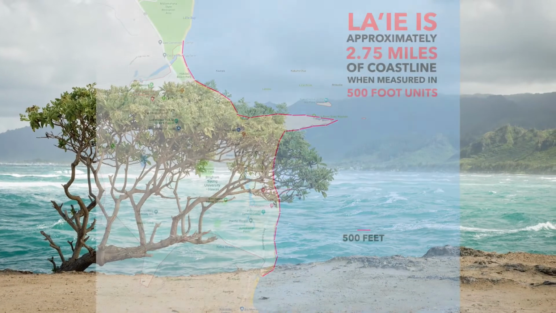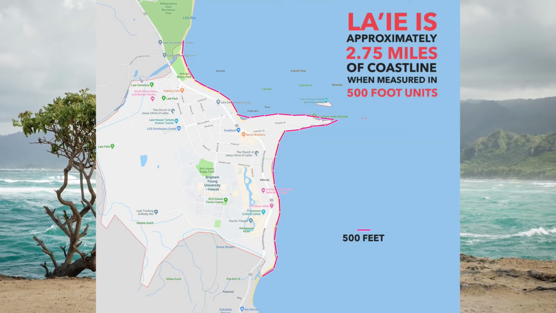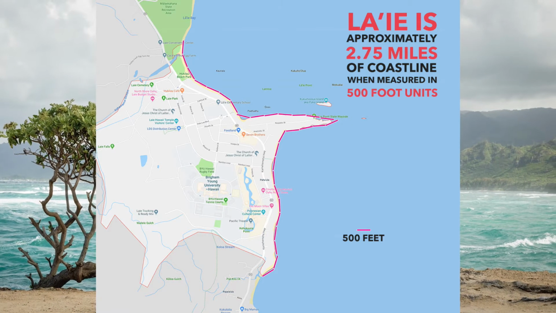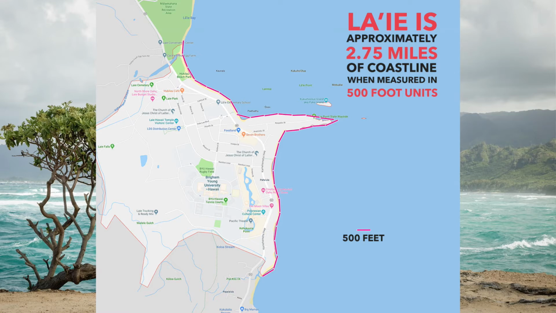Zoom in, however, and we begin to reveal more detail. And when measured in 500-foot units, the Laie coastline is all of a sudden 2.75 miles in length. Now this is odd. It appears that each time I look closer at a map, the more detail is revealed, and thus more coastline is available to measure. As a matter of fact, a little Wikipedia search tells me that the approximate coastline length of Oahu is 227 miles. This is the coastline paradox.